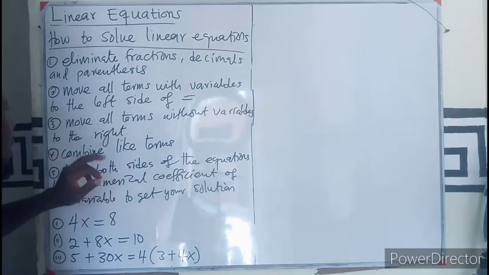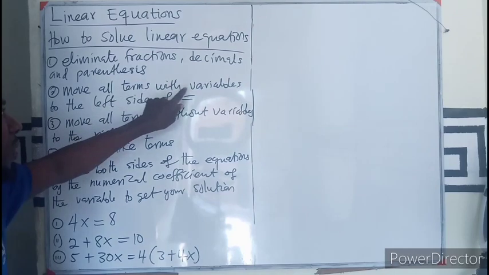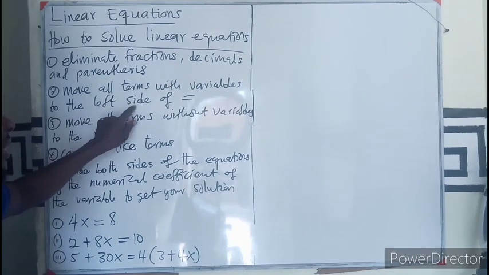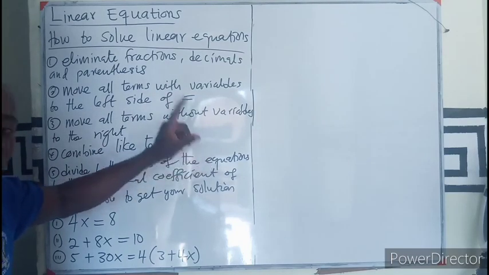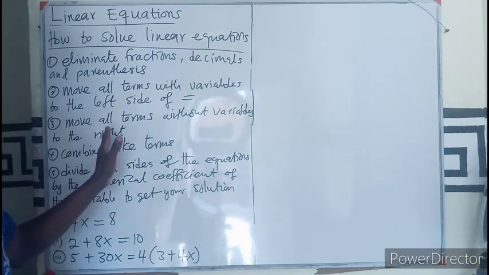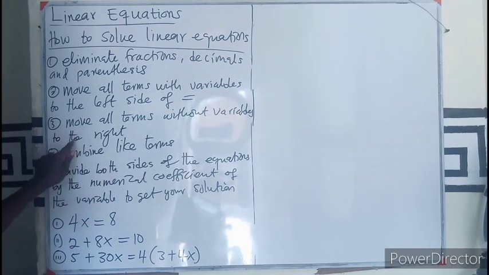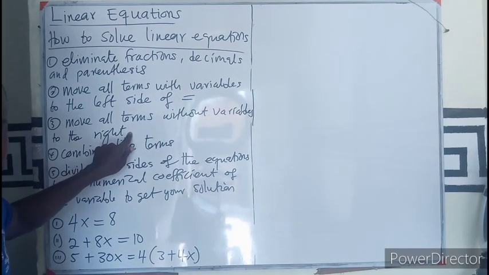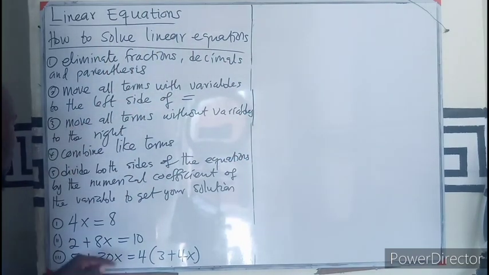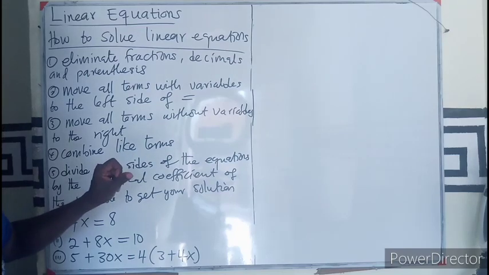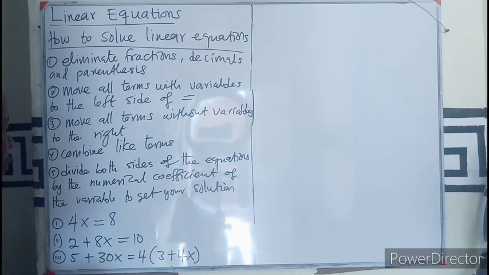That's the first thing. Now, the moment this is out of the way, move all terms with variables to the left side of the equal sign. Every term that contains x or y or z must go to the left side of the equal sign. Then move all terms without variables to the right. That's the constant. All constants go to the right. All variables go to the left. Then combine your like terms, meaning perform your operations, subtraction, addition, whatever it is.